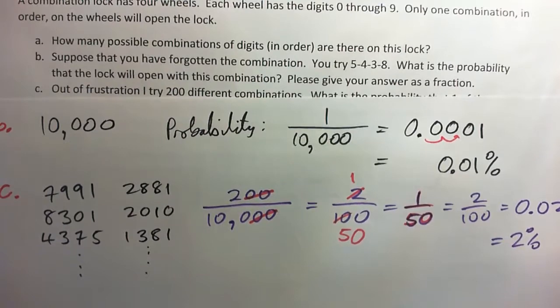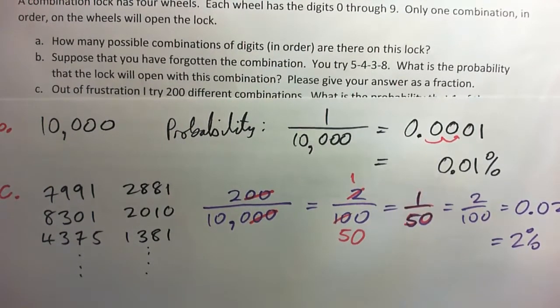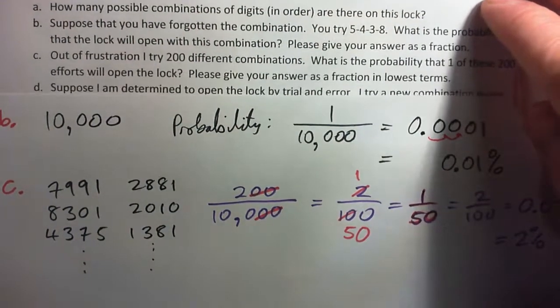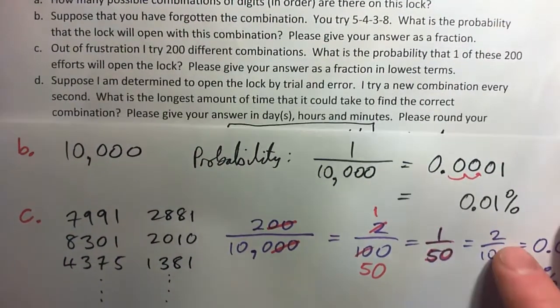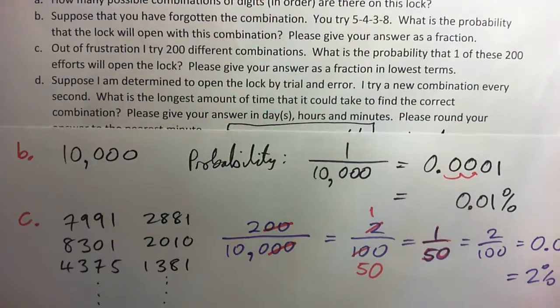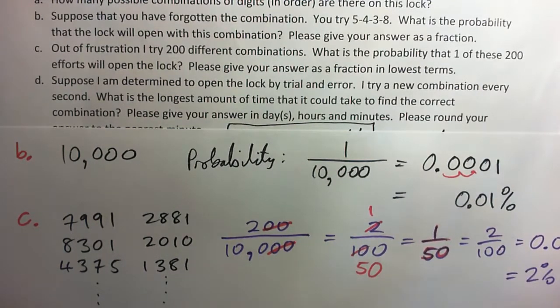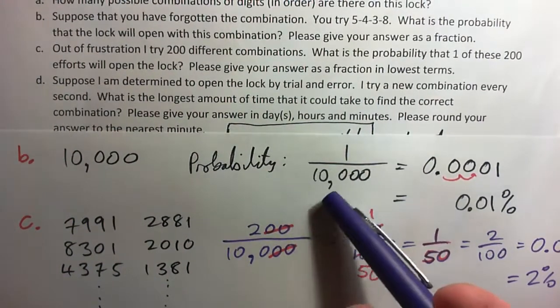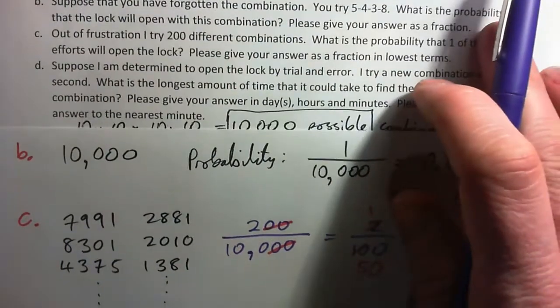And if you were able to try one every second, that's 200 seconds, right? Or if you guess one every 2 seconds, that would be 400 seconds to guess it, and so on, right? So four wheels, it's quite possible that if you had the patience, you could actually guess it, because if you can guess one every second, that's only 10,000 seconds. That's not a terrible amount of time.